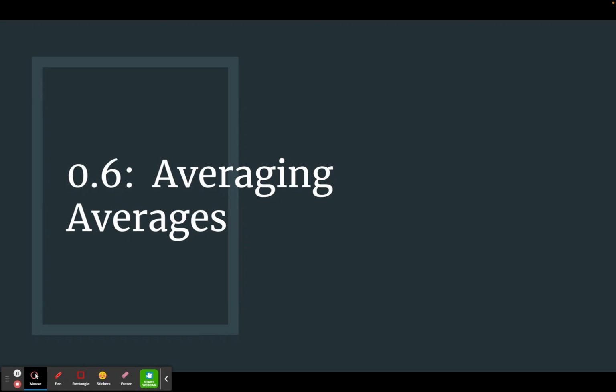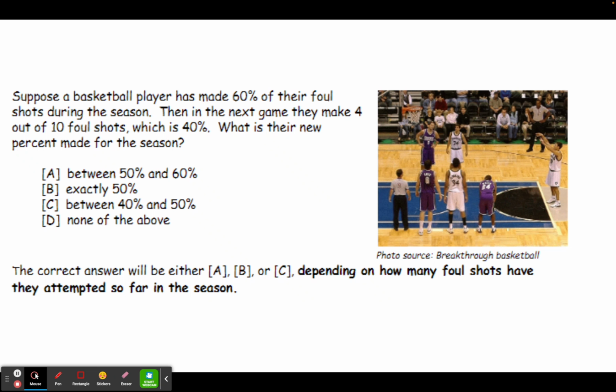The final lesson in unit number 1 is 0.6, averaging averages. Suppose a basketball player has made 60% of their foul shots during the season. Then in the next game, they make 4 out of 10 foul shots, which is 40%. What is their new percent for the entire season?